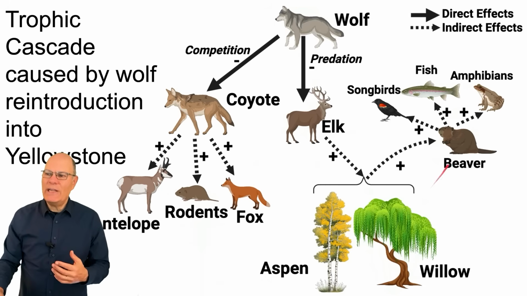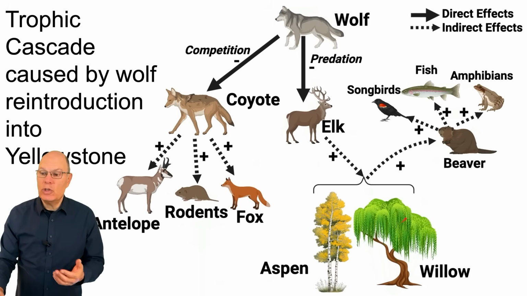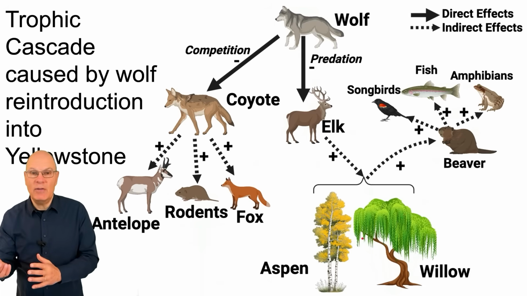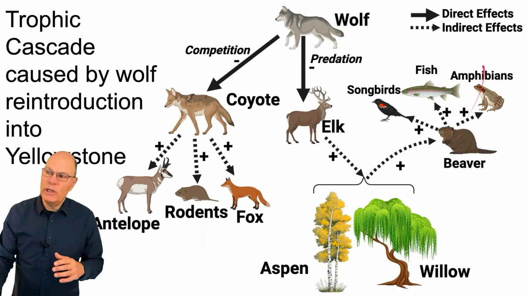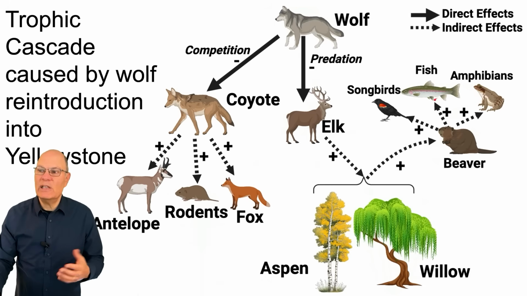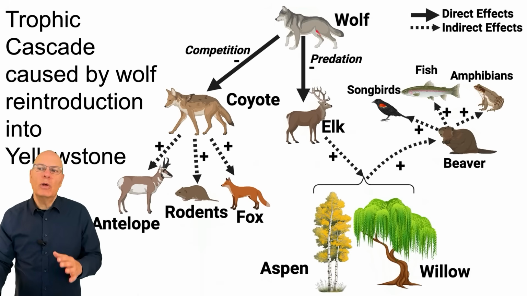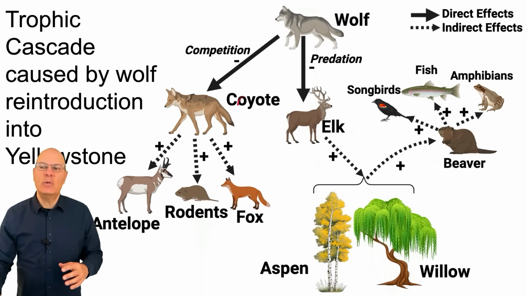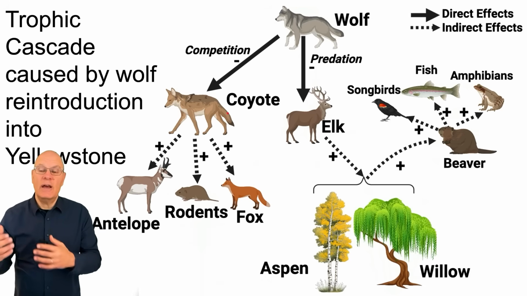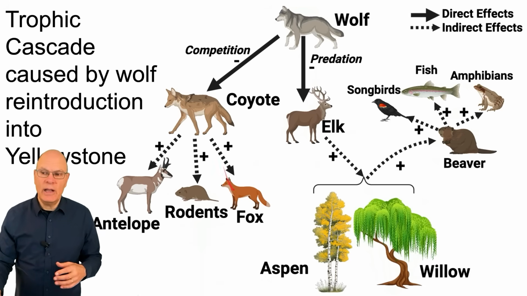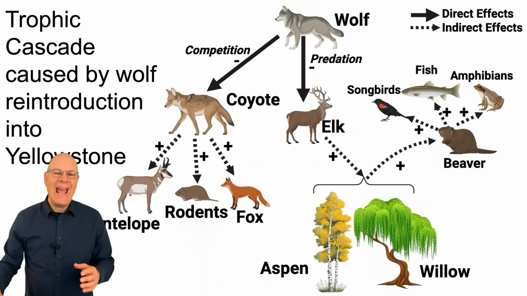That provided habitat for beavers to use the willows and aspens to create beaver dams. That created great aquatic habitat, and that led to an increase in organisms like amphibians, fish, and songbirds. The wolves were also competitors with the coyotes, so their reintroduction led to a decrease in coyote numbers, and that led to flourishing of some coyote prey, including foxes, rodents, and antelopes.